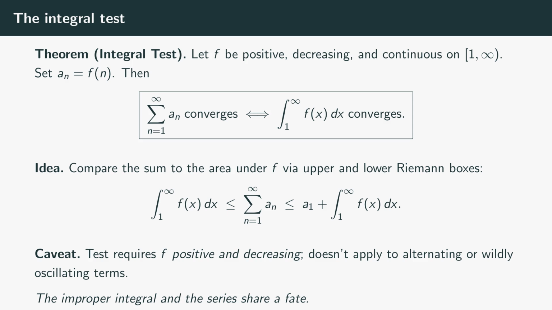Sandwich the sum between 2 quantities that differ by a finite constant. If one is finite, so is the other. If one is infinite, so is the other. 2 caveats. The function must be positive and decreasing, otherwise the box argument breaks. So the integral test does not apply to alternating series, or to series whose terms bounce around. And the test tells you whether the series converges, not what it converges to. The integral's value almost never equals the sum's value. They merely agree on convergence.